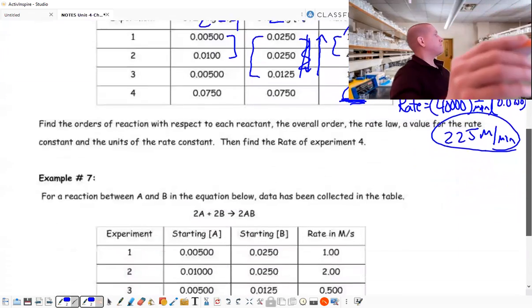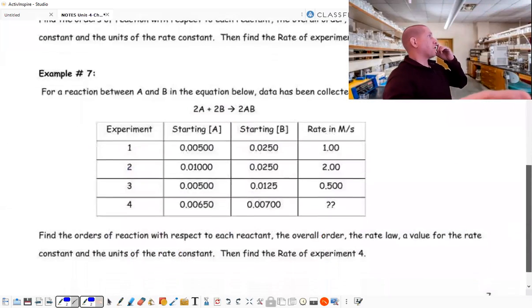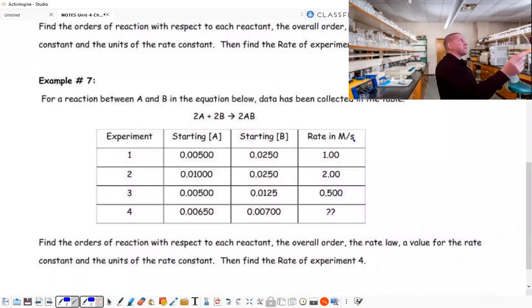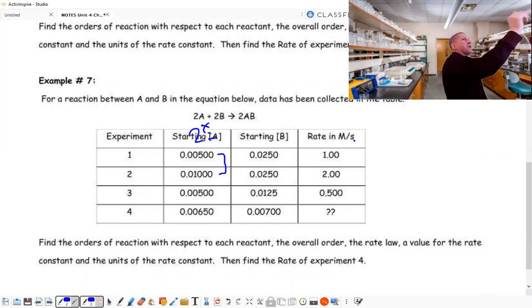And the last one. All right. So what about this one? Molarity per second this time. So we're doing the same thing. I'm going to do the first two doubling. 2 to what power equals 2?